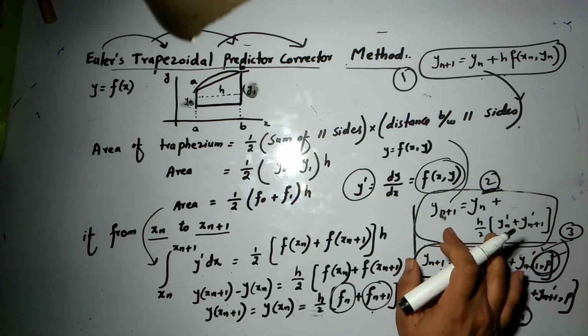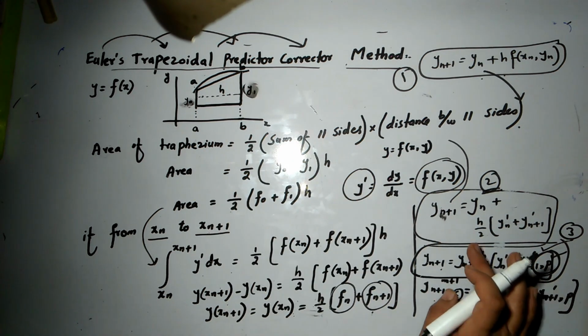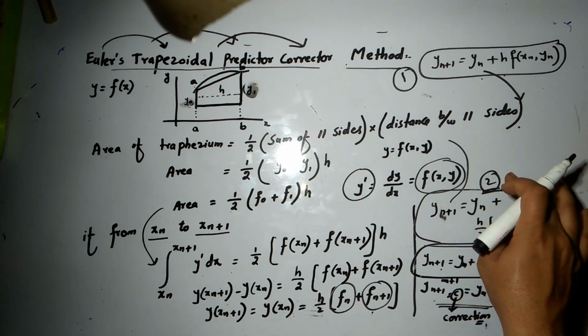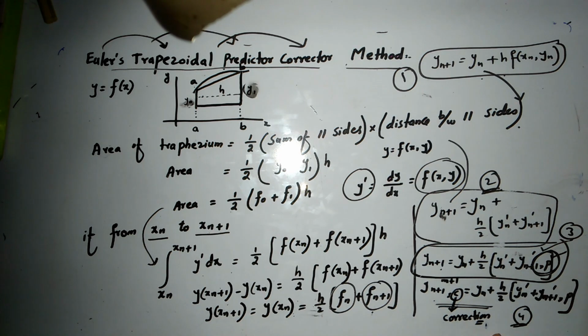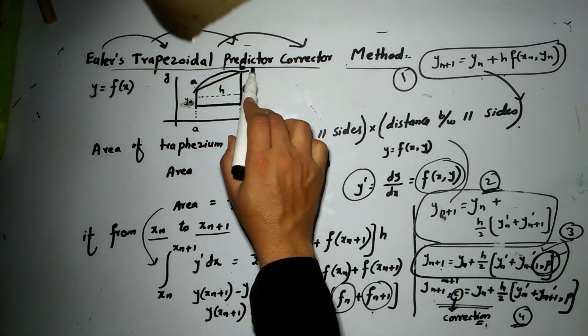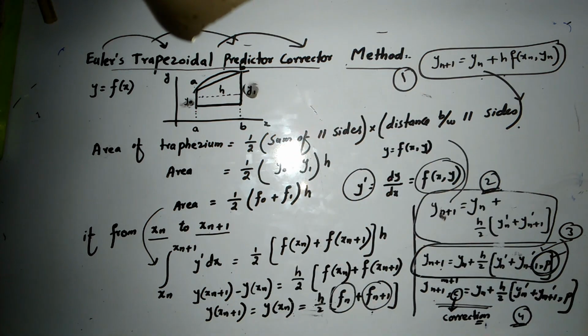Here is the proof of this formula, and this is the same formula, but this is the predictor, and this is the same formula, but this is the corrector. So if we apply all these formulas 2, 3, 4 and 1, this is called the Euler trapezoidal predictor-corrector method. Next we will discuss an example related to this topic.